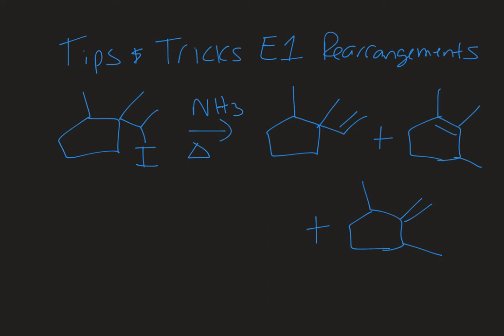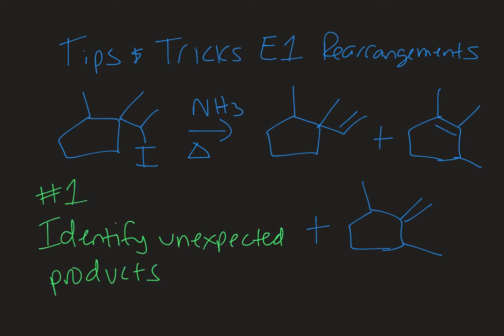In this video, we're going to look at some tips and tricks for solving mechanisms for E1 rearrangement reactions. So the first tip is to identify any unexpected products. By that I mean any products that have a different skeletal structure than the starting material. That would indicate to you that a rearrangement had occurred.